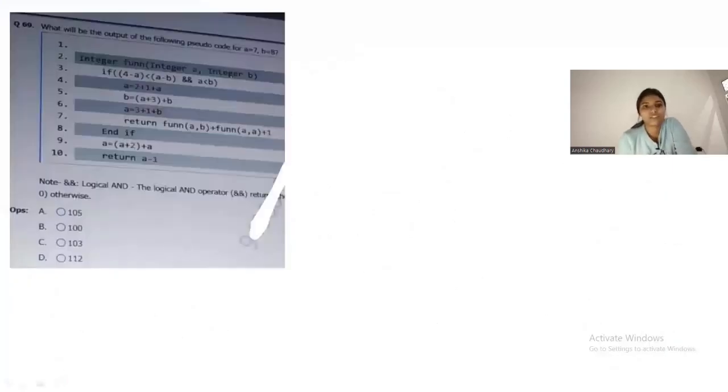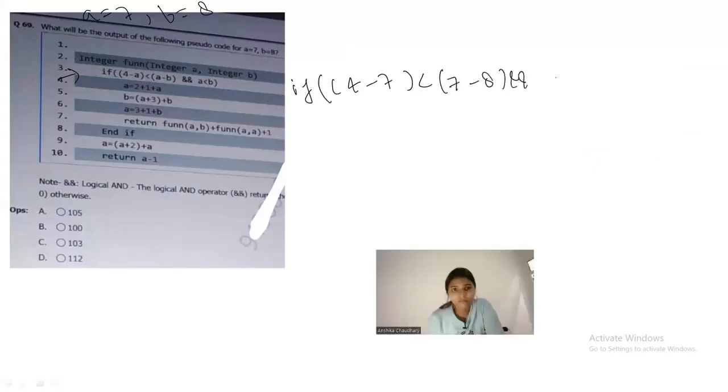So the next question is based on recursion. So the a value is 7 and the b value is 8. Now, in the function, a is passed as 7, b is passed as 8. And first of all, we will check the condition: if 4 minus a, that means 4 minus 7, is less than a minus b, that means 7 minus 8, and a is less than b, so a is 7, less than b, b is 8.